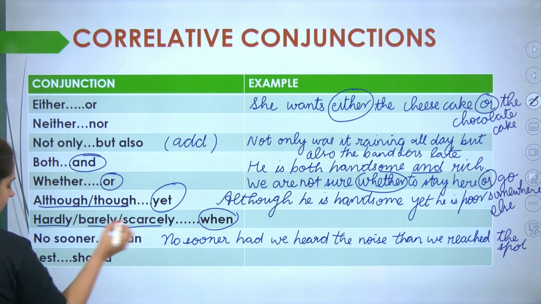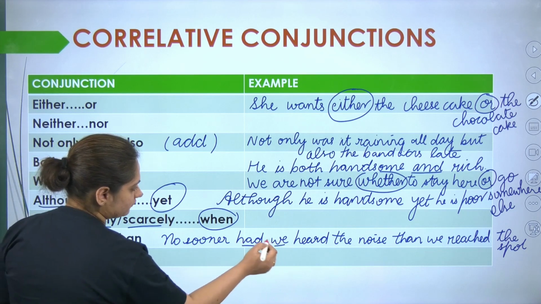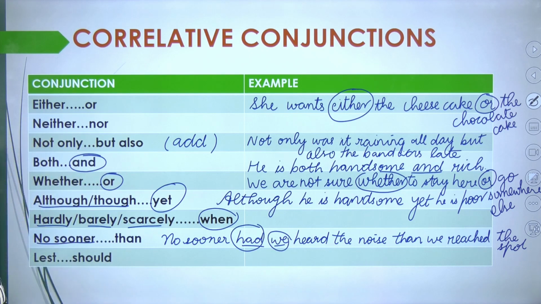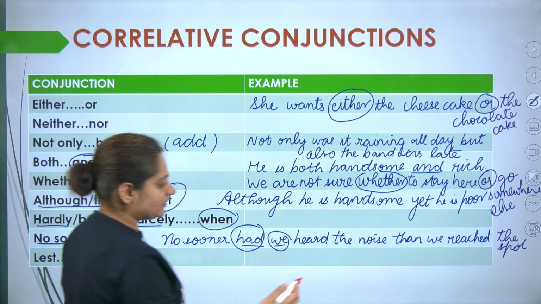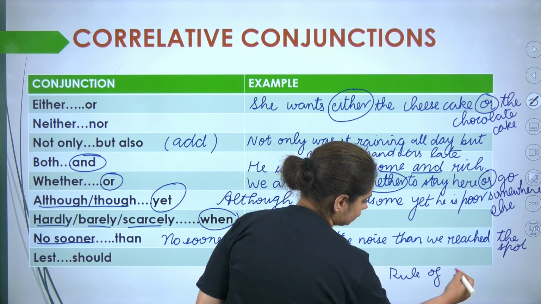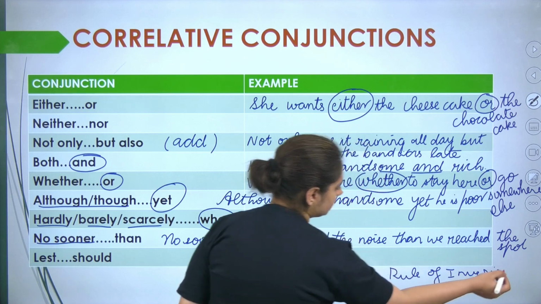whether it is hardly, barely, scarcely, no sooner, these are all negative words. So, I am using rule of inversion. First helping verb, then only subject will come. So, this is rule of inversion, which I will be covering separately also. In adverb also you will see I do this rule of inversion. It is called rule of inversion, where helping verb should be placed before the subject.